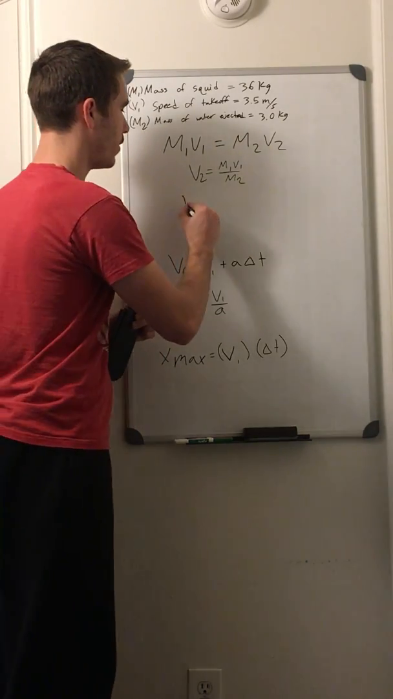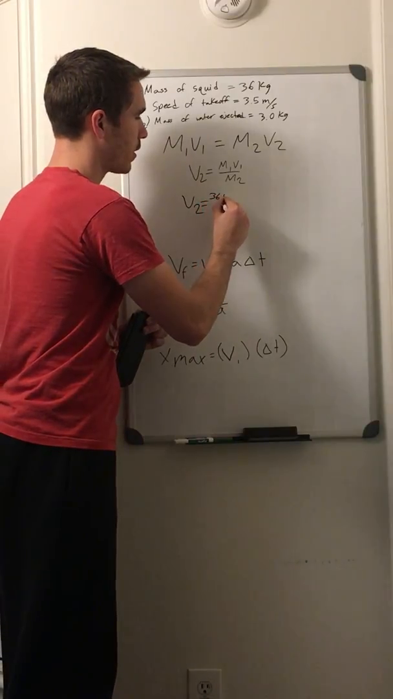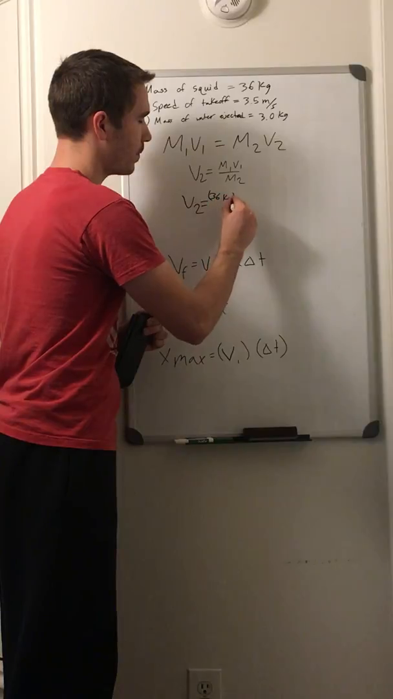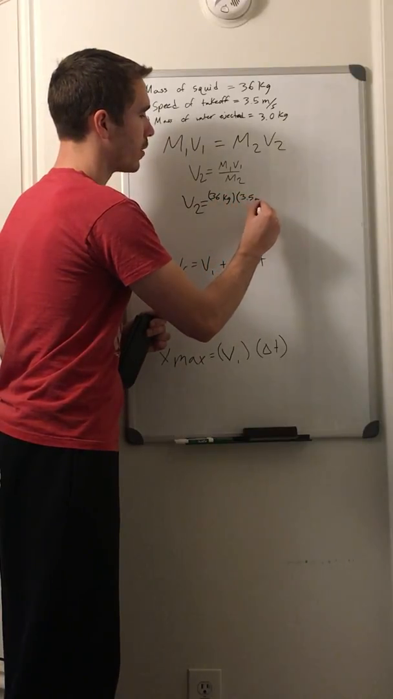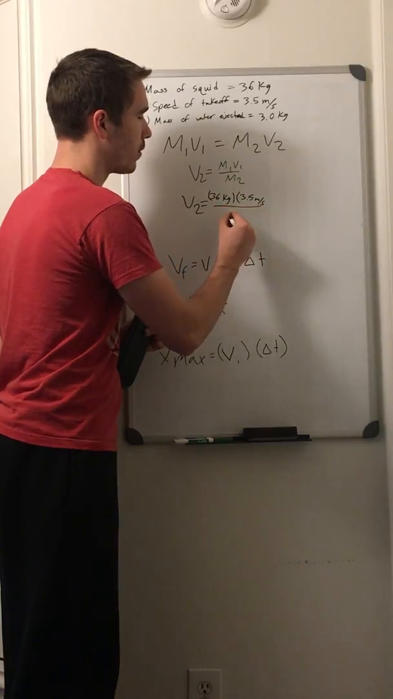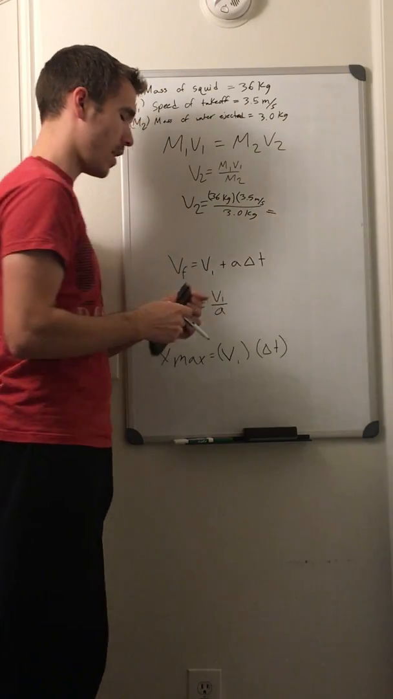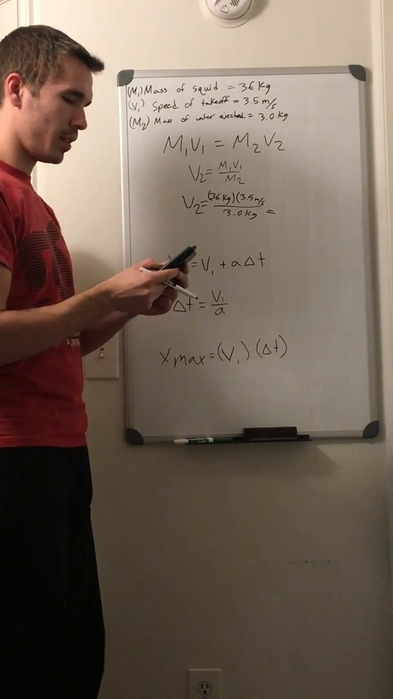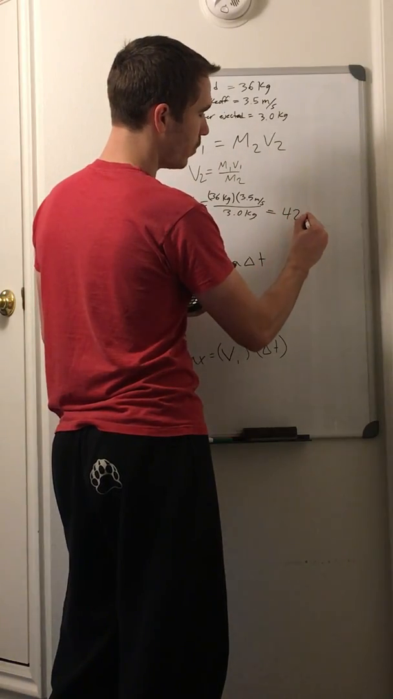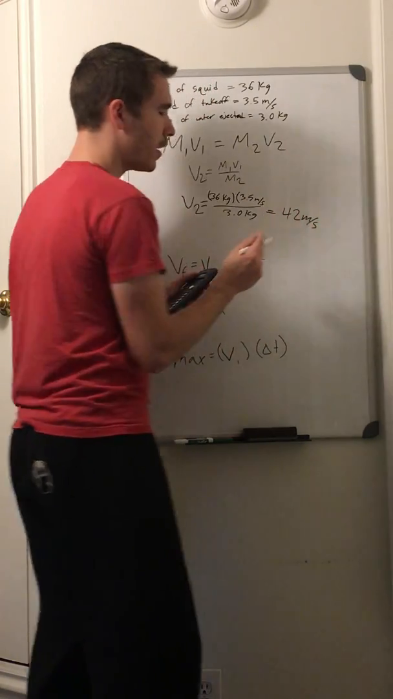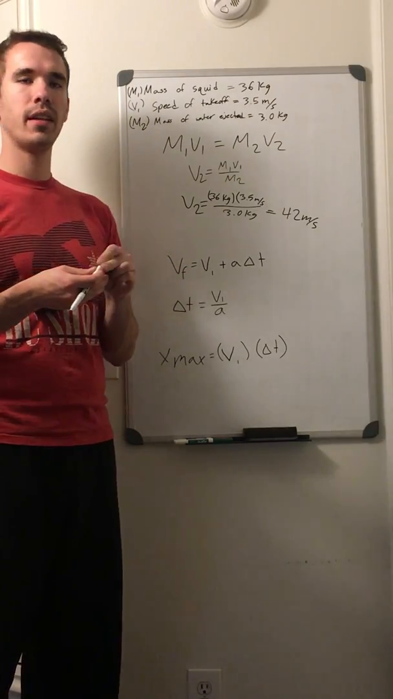So our v2 equals 36 kilograms times 3.5 meters per second, all over 3.0 kilograms. And once we run it through a calculator, we end up getting 42 meters per second, which is the speed of the water that's getting ejected from the squid.